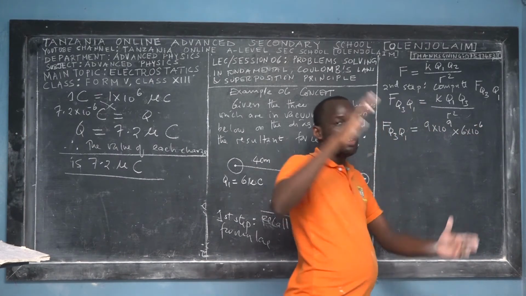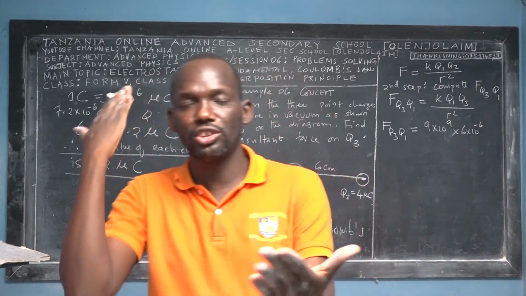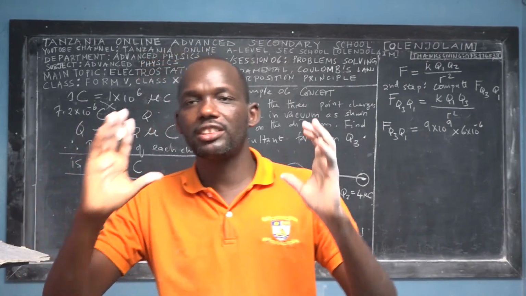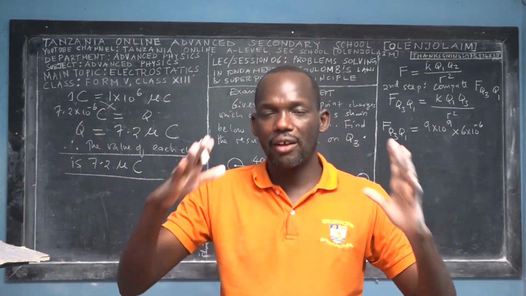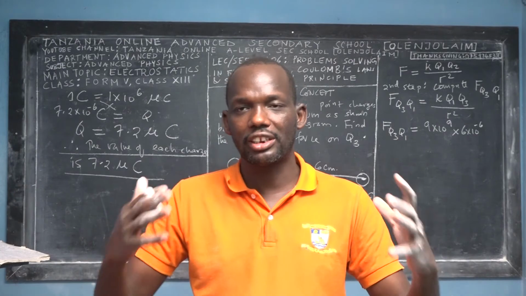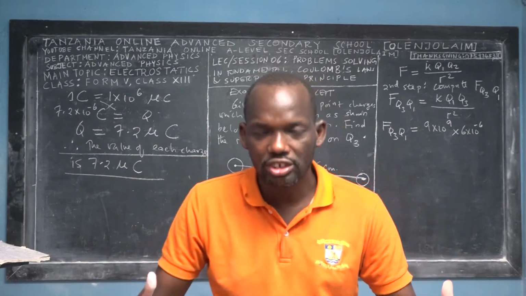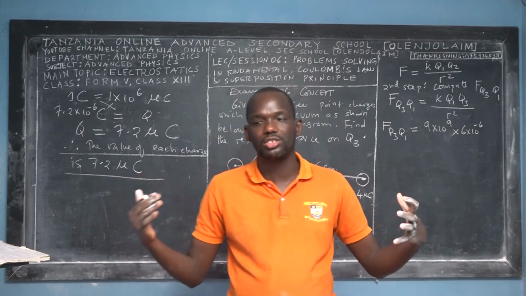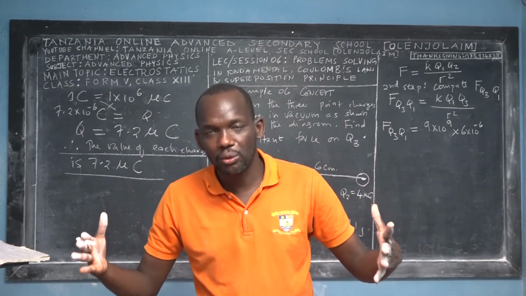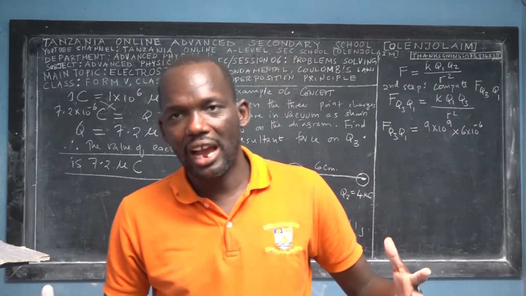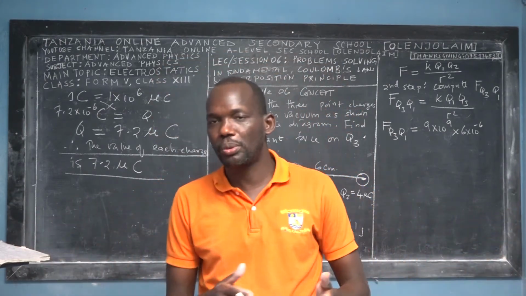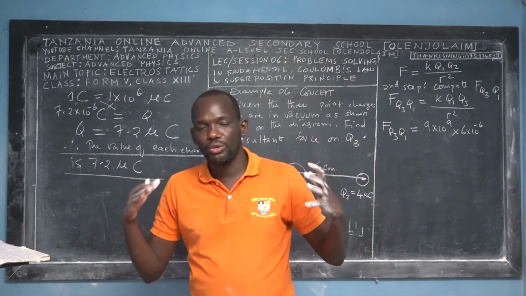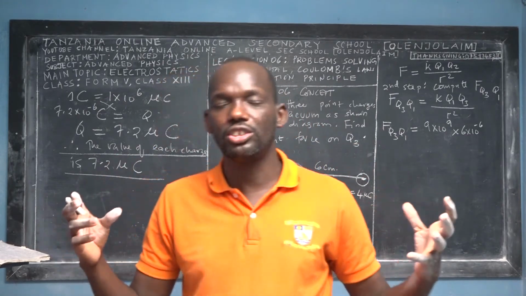I told you that we do our computations and use Coulomb's mathematical formula when the quantities of charge are in what? Coulomb. Afterwards, in case the question asks you to determine the value of the charge, then we change the coulombs into microcoulombs, because one coulomb does not exist in practice, but microcoulombs do. Even in many capacitors, whether electrolytic, super, ceramic or paper capacitors, we define them in terms of microcoulombs.